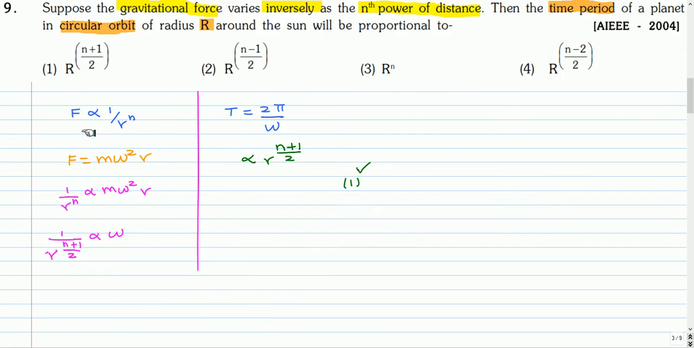Here is the solution. So the gravitational force varies inversely as r raised to the power n, and the gravitational force will equal the centripetal force m omega square r. So 1 by r raised to the power n is directly proportional to m omega square r. From this we get omega, the angular speed, as inversely proportional to r raised to the power (n plus 1) by 2. The time period T is 2 pi by omega. So from that we get the time period T as directly proportional to the radius raised to the power (n plus 1) by 2. So the correct option is option 1.